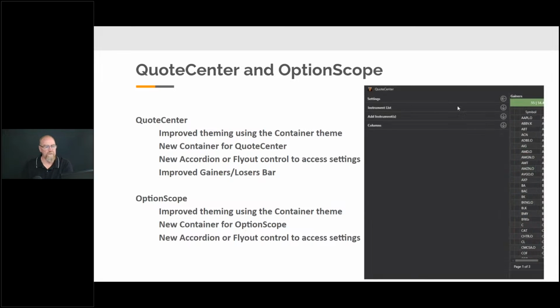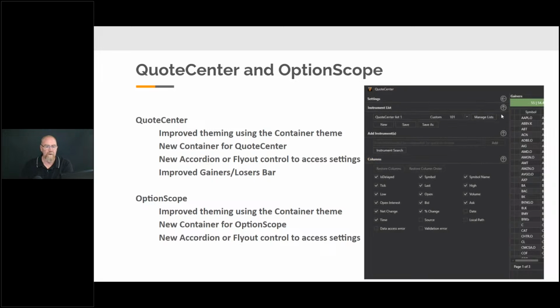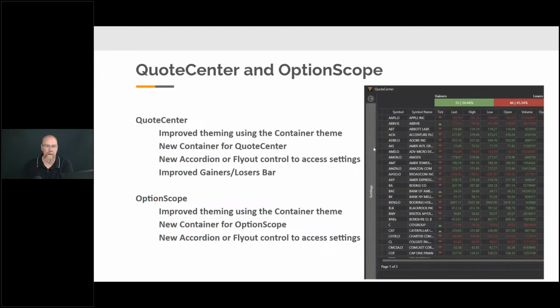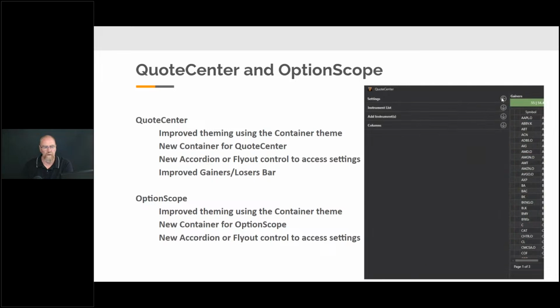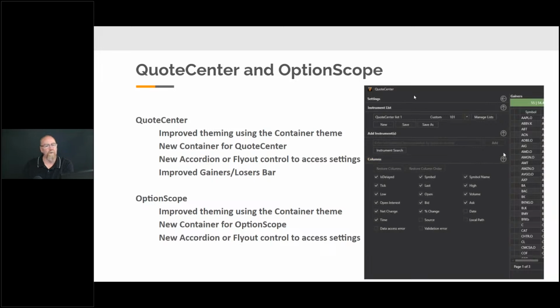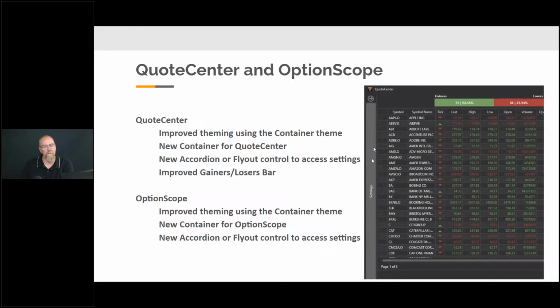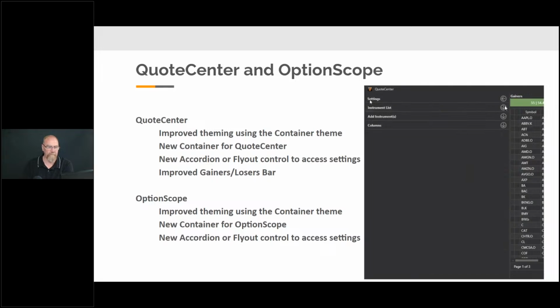Quote Center and Option Scope, they have new themes, new ways to see the options so that you can more easily look at all the options for the way that you can see the different symbols in the Option Scope as well as in the Quote Center. Really, it flies out, what they call a fly out, where it's kind of hidden on the side. Now watch, you'll click that and then all the options are over here on the side. Here's where all the settings are. You can easily access them and then have them retract when we're not looking at them.